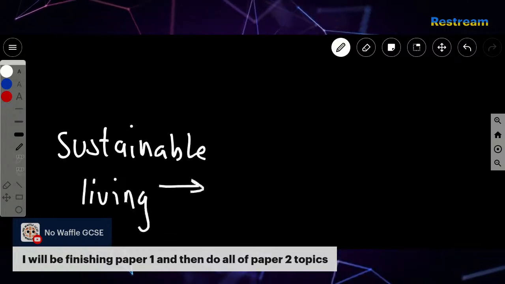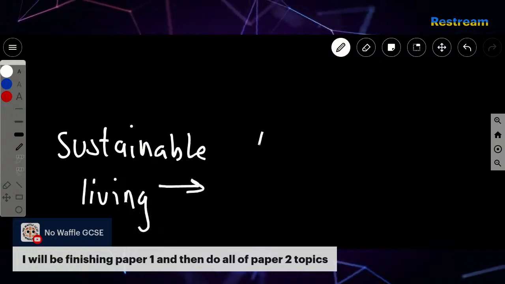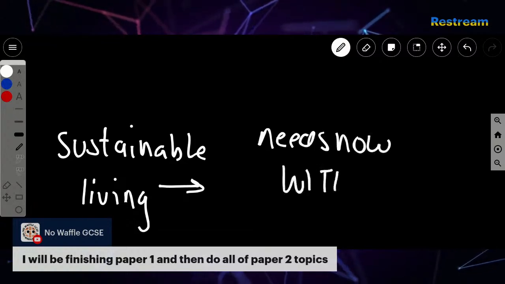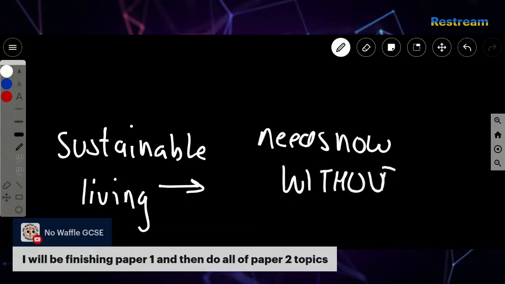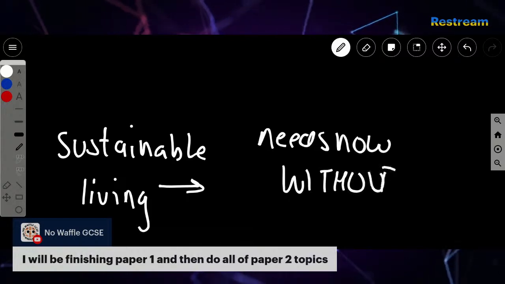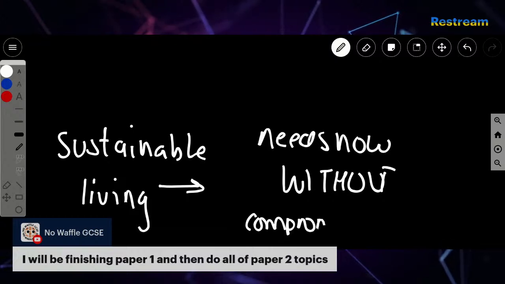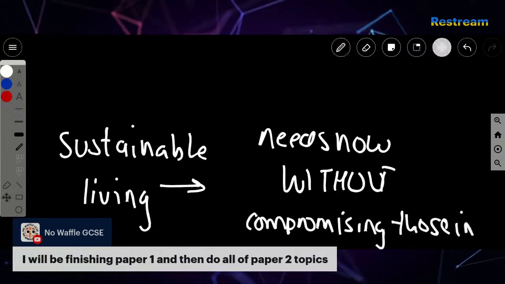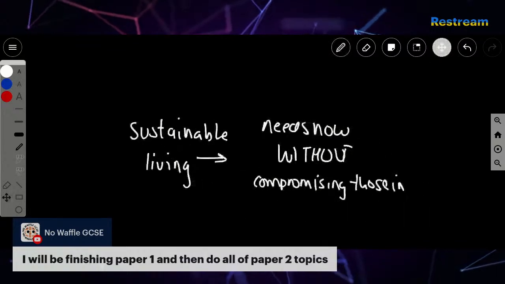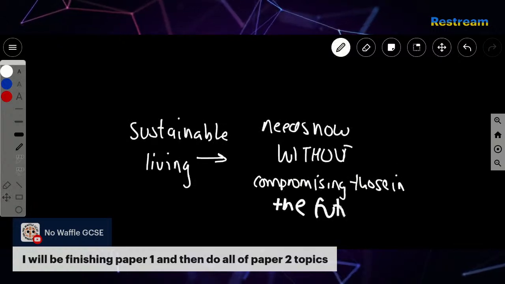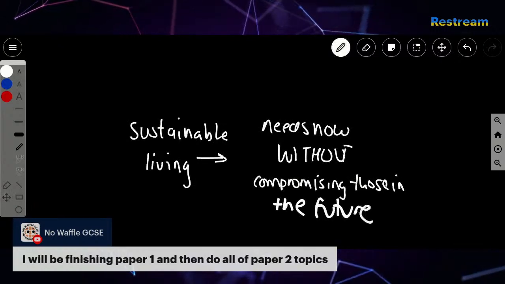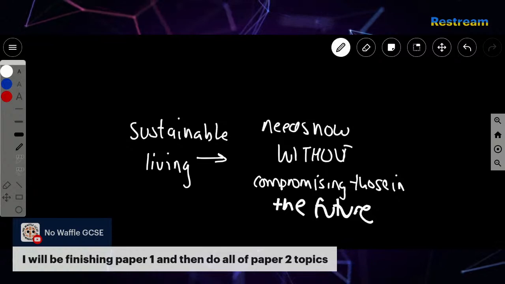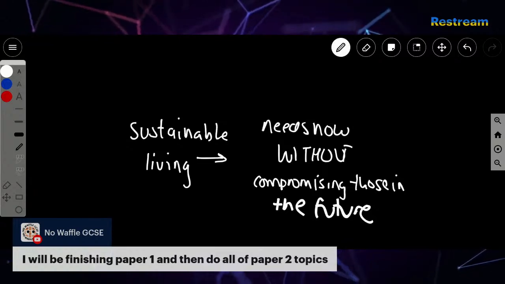Sustainable living just means living in a way that lets people meet their needs now without compromising the ability of people to meet their needs in the future. So, not using too much of the fossil fuels and then leaving the people in the future to have to deal with that and things like that. So, living in a way that doesn't irreversibly damage our planet.